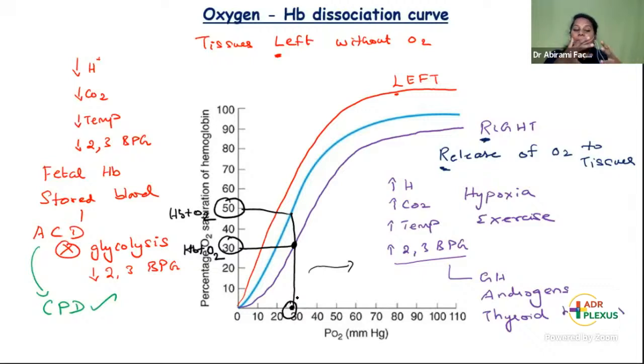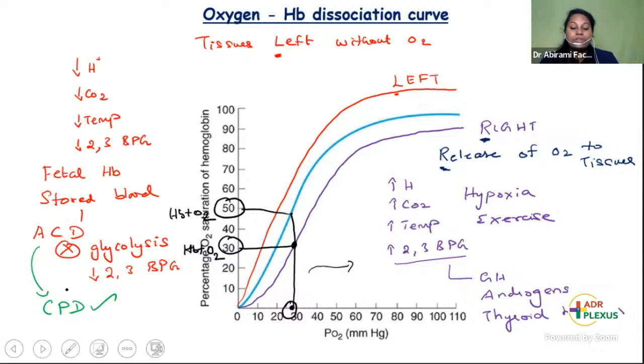So that's why when you have a right shift of the curve, affinity between oxygen and hemoglobin decreases. From 50%, it becomes only 30%. So the remaining has been released to the tissues. Remaining oxygen goes to the tissues. So that tells you about the right shift of the curve, where oxygen is released to the tissues.